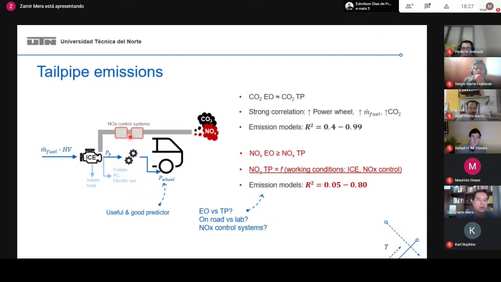And of course, engine-out NOx emissions are greater than tailpipe NOx emissions. In this case, tailpipe NOx emissions depend on the working conditions of the engine and also on the working conditions of the NOx control systems. This is reflected in very low R squared values for the prediction of NOx emissions. It is important for emission modeling. What happens with the NOx control systems?